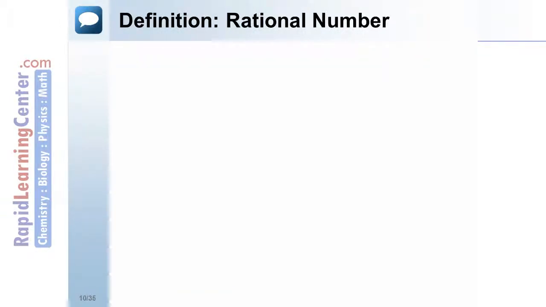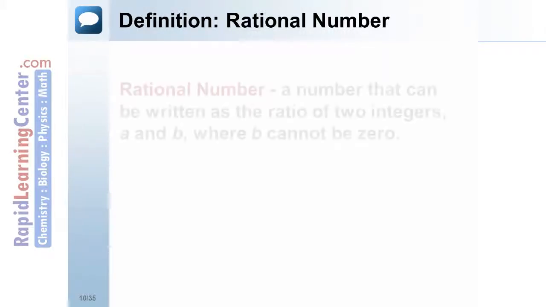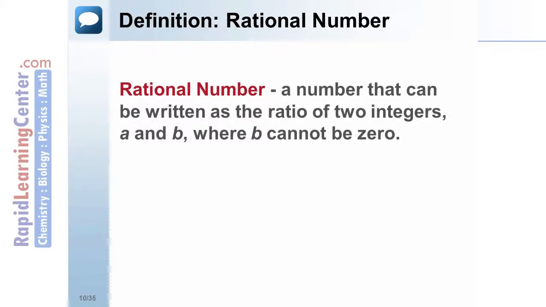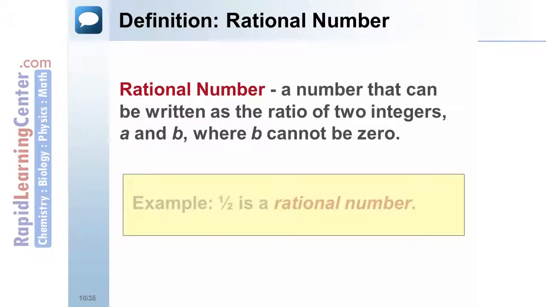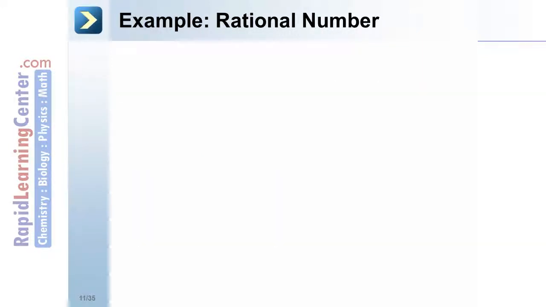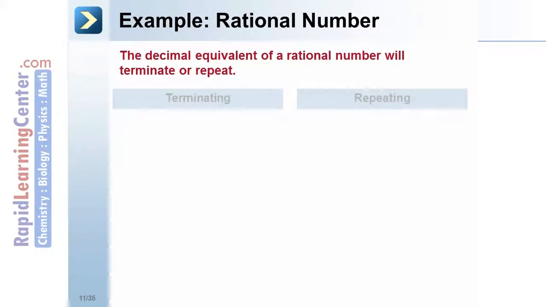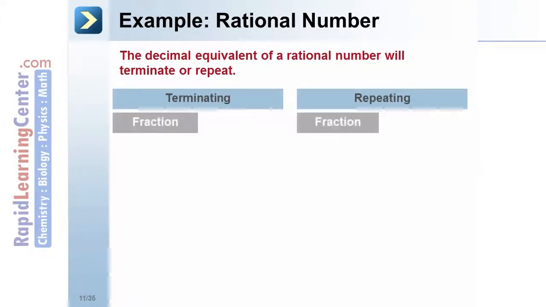Definition: rational number. A rational number is a number that can be written as the ratio of two integers, where the denominator cannot be 0. For example, 1/2 is a rational number. Example: rational number. The decimal equivalent of a rational number will terminate or repeat.